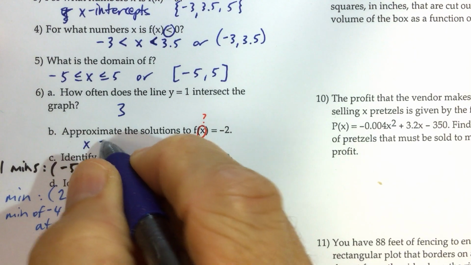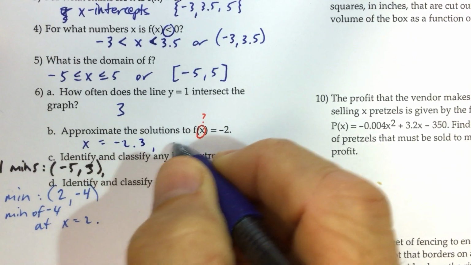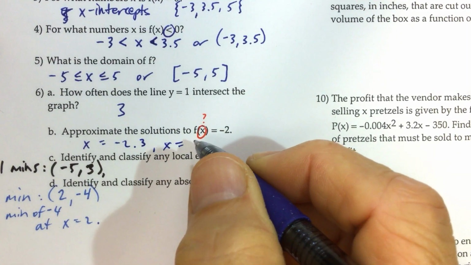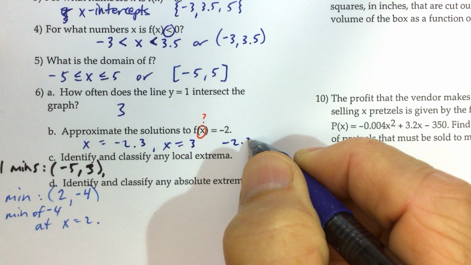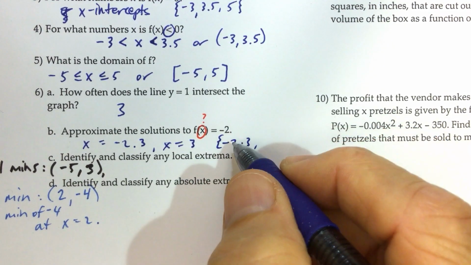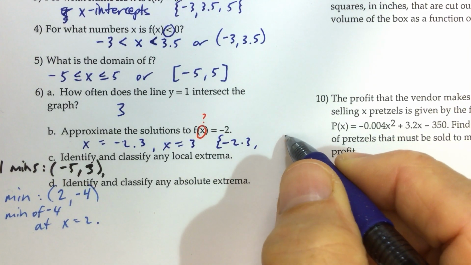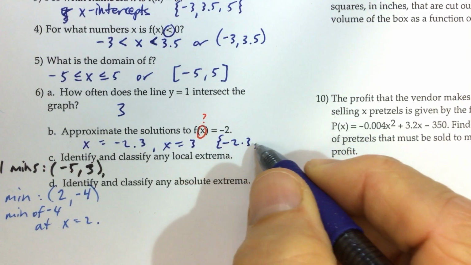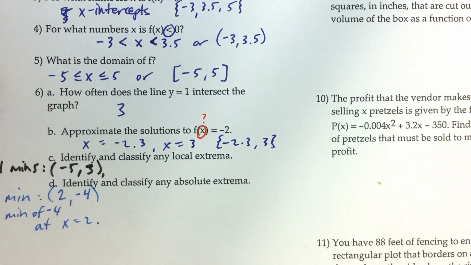Those two values are the solutions to my equation. So we have x is equal to about negative 2.3 and also x is equal to, I think, 3. And we could write it like this: all the real numbers in this set of braces here. So the set of numbers, negative 2.3 comma 3. Sorry, I didn't say that very well.